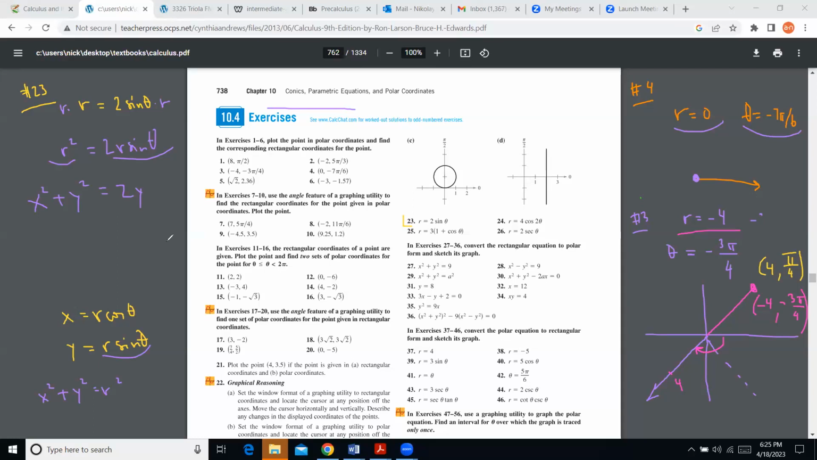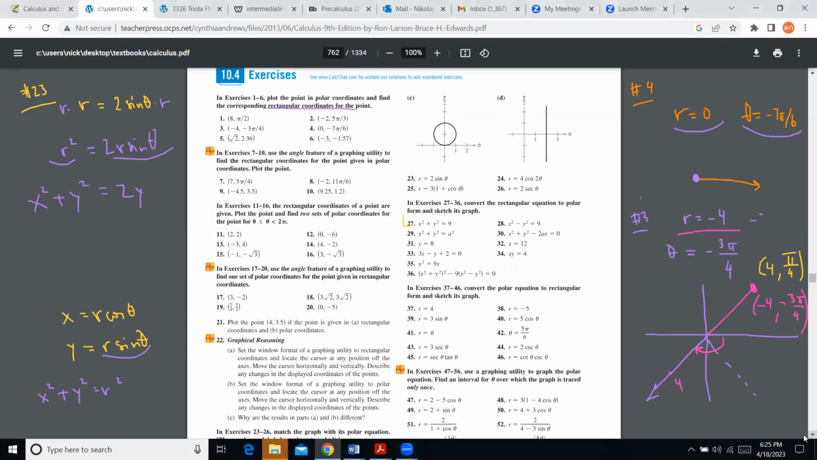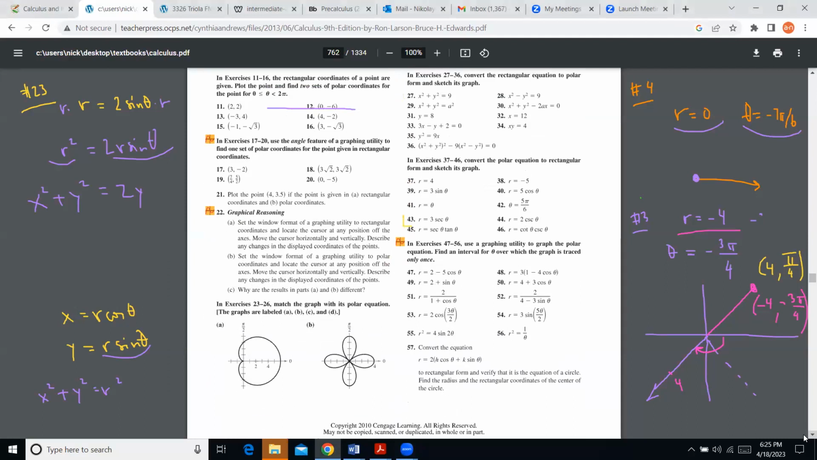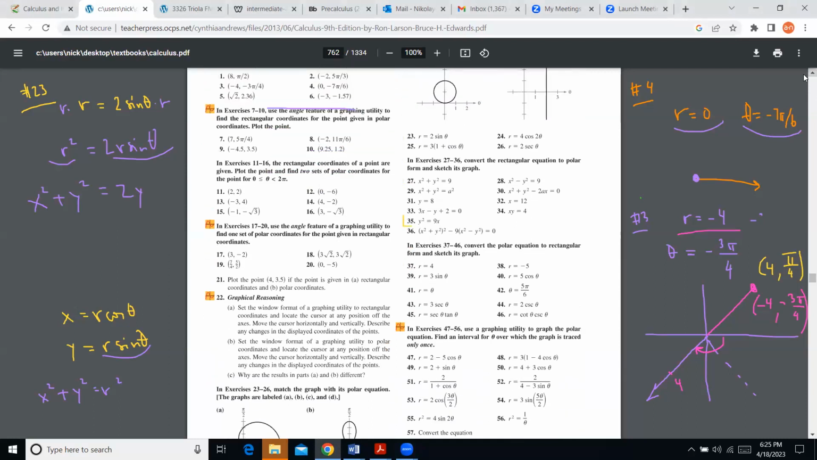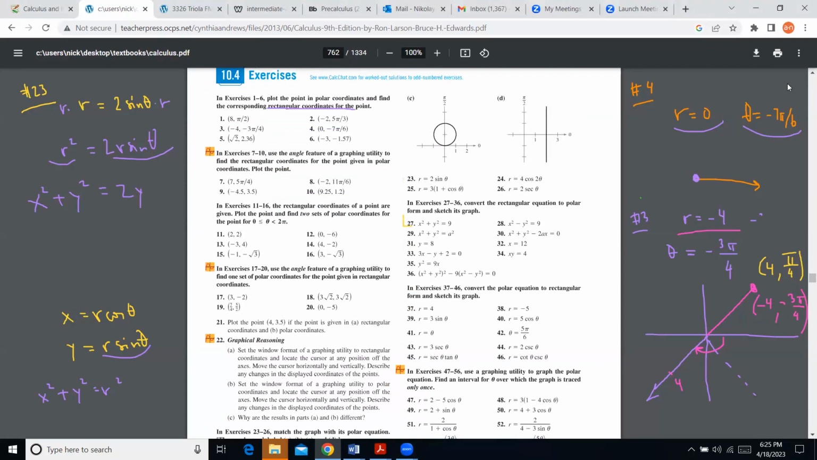So I'm not sure what they want here in this group of exercises. Let me see. Match graph with polar equation. Oh, okay. So it looks like it is a circle, so that's part C here, because we have that type of a graph.